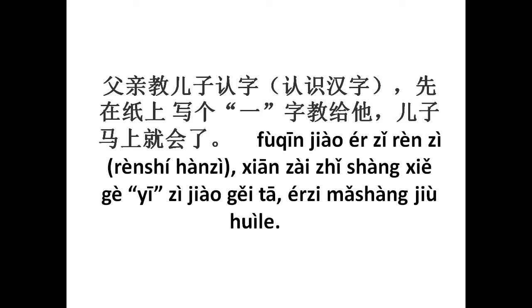先在纸上写个一字交给他. 先 is first. 纸 is paper. First at paper 上 on the paper. 写个一. So he writes 一, 1, 交给他 and gives it to him. So when a father is teaching his son how to recognize Chinese characters, he first writes the character for 1, which is a very simple character. It's a horizontal line where the number 1 is written, and he gives it to his son. 儿子马上就回来. Son 马上, at once, 就回了. So the son recognizes it very quickly.